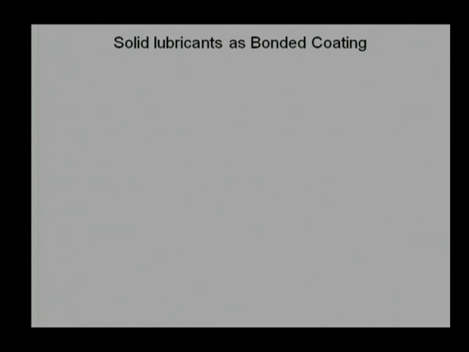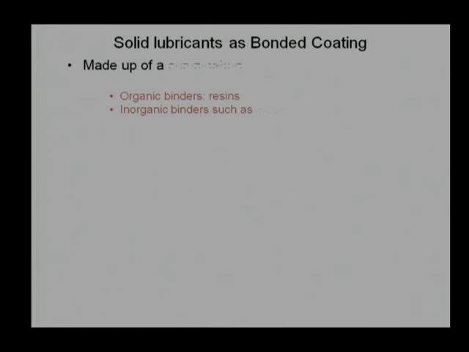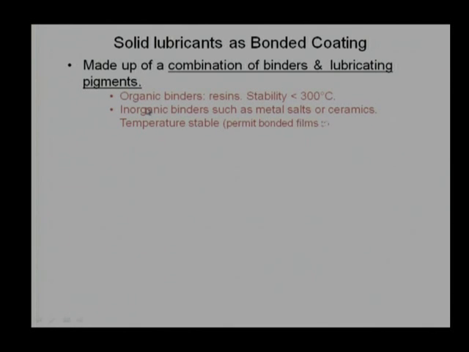Now, I mentioned one way to apply a solid lubricant on the materials that come into contact, like a cam. But there is another way. We use solid lubricant as a bonded coating. That means they have some sort of binding agents, with which we try to apply the solid lubricant. There are a number of binding agents, but we can classify them by structure as organic binders and inorganic binders. Organic binders generally have a temperature limit. They are particularly resins with sticky behavior, and they lose their behavior at temperatures above 300 degrees centigrade.